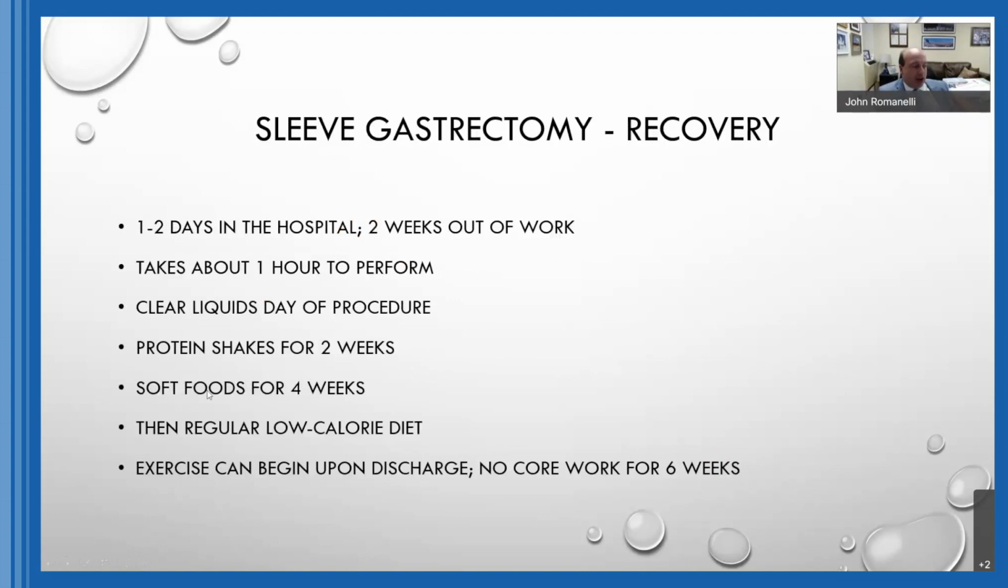You then are on a soft, modified diet for 4 weeks after that, and then you're on a regular low-calorie diet. As far as exercise, you can start walking right upon discharge. And cardio work after about 2 weeks, but no core work like yoga or weightlifting that involves your core for about 6 weeks.